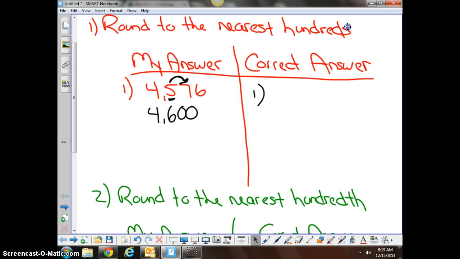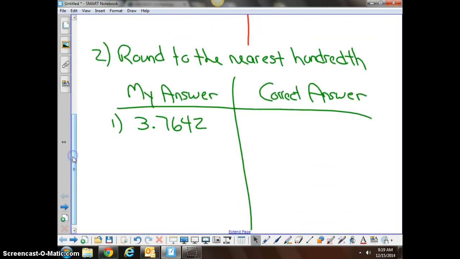in class. Number 2, we're looking at a different type of rounding. Not a different type of rounding, but a different place value. We're going to round the number 3.7642 to the nearest hundredths place. So we got 3 and 7,642 10,000ths, and we're looking for the nearest hundredths place.